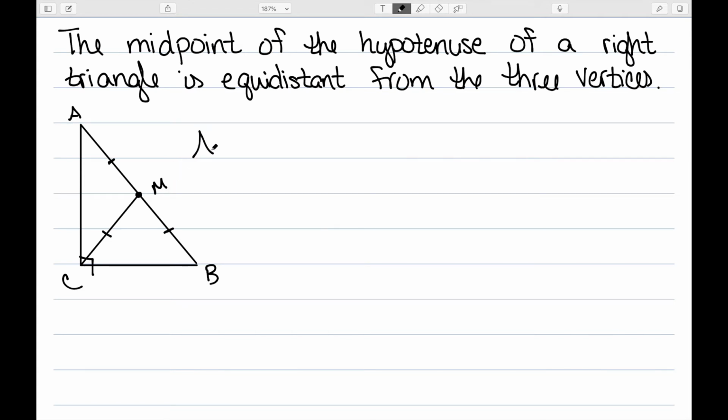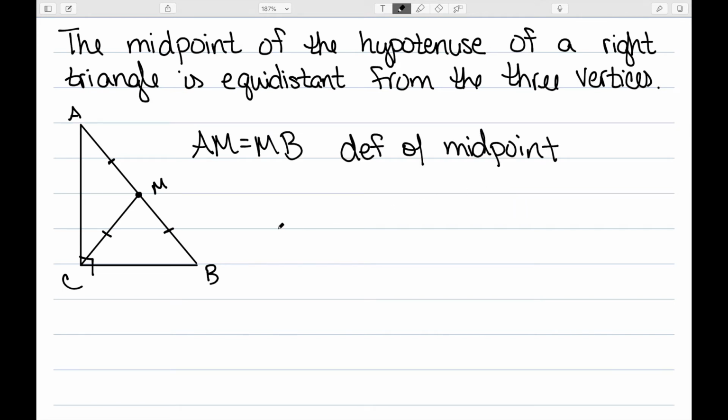We already know AM is equal to MB. This comes from the definition of the midpoint. Since M is the midpoint of segment AB, it is halfway between A and B. That tells us that the distance from A to M is equal to the distance from M to B. I'm going to call this angle here 1 and this angle here 2. Let's suppose segment CM is bigger than segment AM. So we want to show they're the same. Let's start by supposing it's bigger.